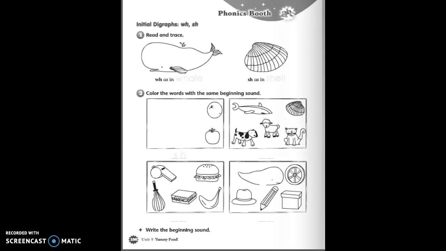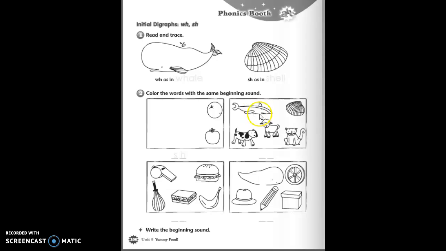Okay, let's continue and we're going to work on the practice book. The activity number 1 says read and trace. Lea y trace. Activity number 2 says color the words with the same beginning sound. Coloree las palabras con el mismo sonido inicial. Okay. Color the shirt, shorts, shoes. Next.